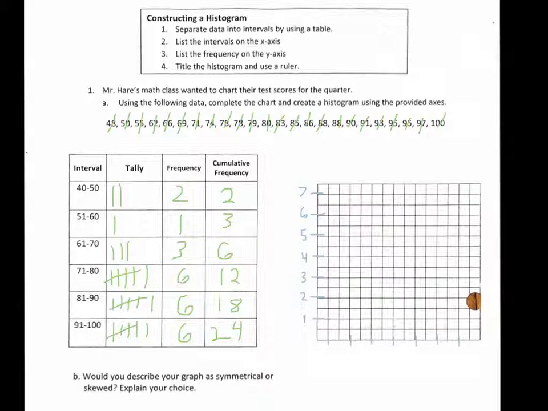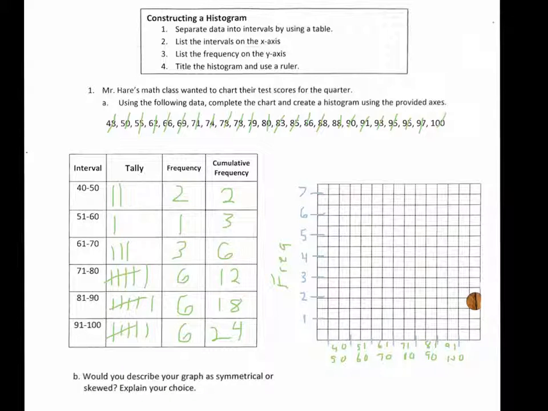Alright, so now we go over to our graph. We have the left side, which again is frequency. I'm going to abbreviate that FREQ. And then the bottom is where we're going to put our intervals. So we start out, we put our first interval, 40 to 50, and I'm going to do the best I can to write nice and tiny. 51 to 60, 61 to 70, 71 to 80, 81 to 90, and finally 91 to 100.